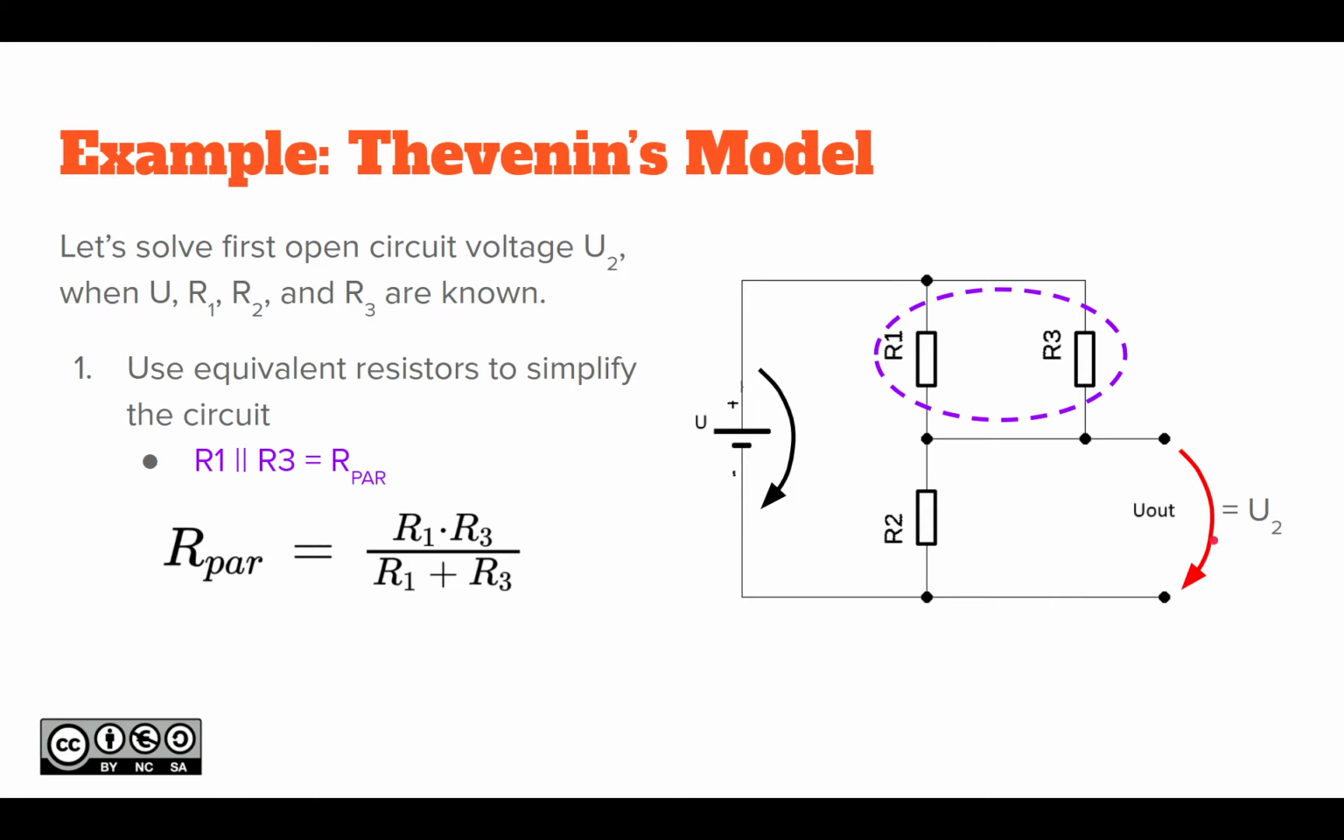So we can first go and simplify the circuit using the parallel resistor model. We have R1 and R3, which are certainly parallel. They are connected on both ends to the same potentials, here and there. And that gives you the parallel resistance. Now we know it. That was just one single formula for that one.